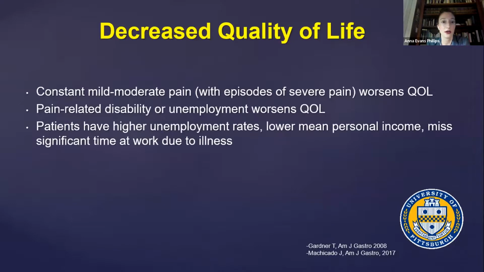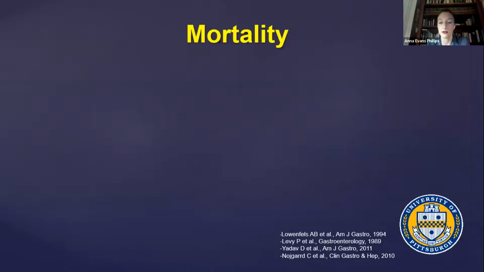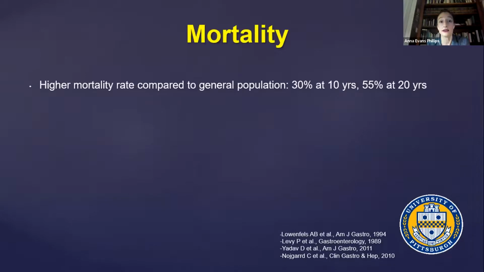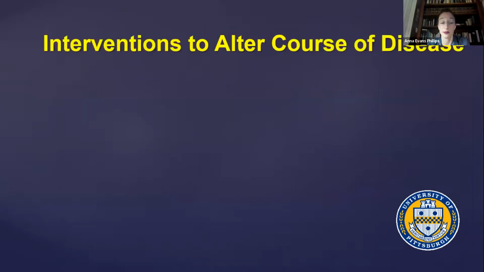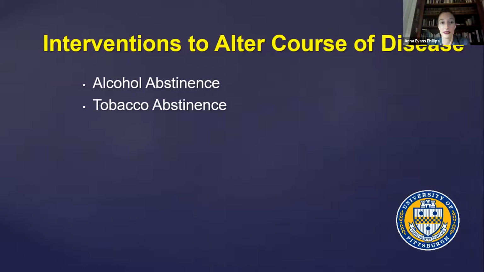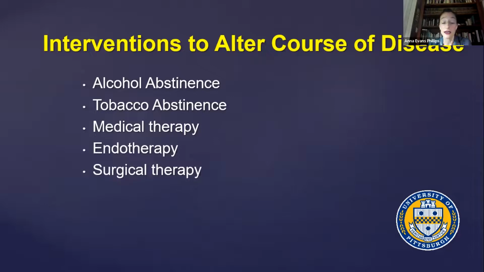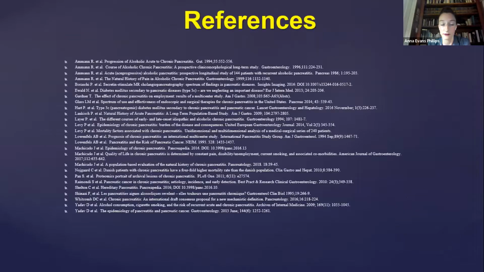There is a decreased quality of life that is seen in these patients overall, and importantly, there is a higher mortality in this patient population as compared to the general population. Now, interventions to alter the course of the disease, as I mentioned, include things like alcohol abstinence, abstinence from tobacco, medical therapy, including therapy for pain, as well as pancreatic enzyme replacement therapy. Endotherapy and surgical therapy are often reserved for very specific patients in whom there is thought to be potential benefit.